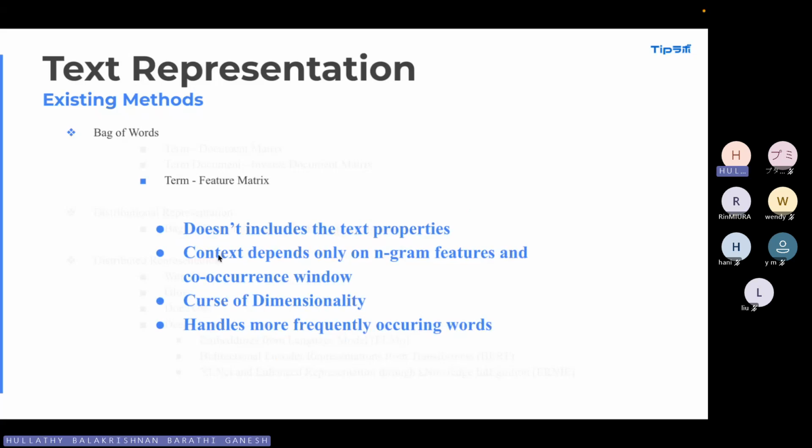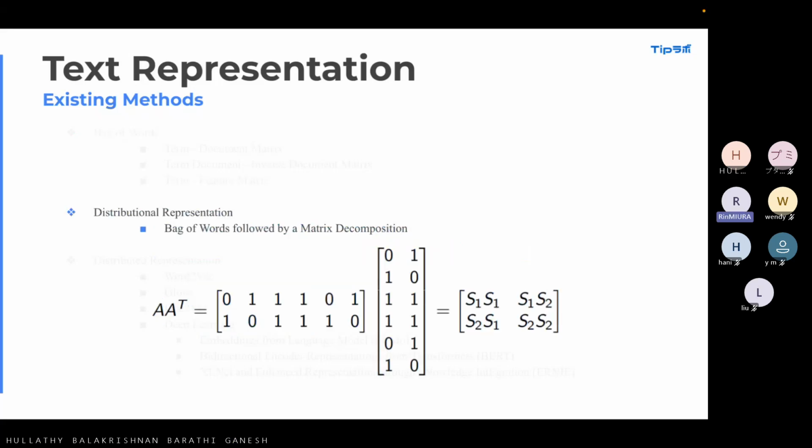As we just discussed, it still doesn't include the text properties mostly. The context depends only on the co-occurrence windows that we select, and the curse of dimensionality exists. It is directly proportional to the number of words in the vocabulary. With more frequently occurring words, within a small corpus we can build a better contextual matrix compared to the TDM, term document matrix, or TF-IDF.